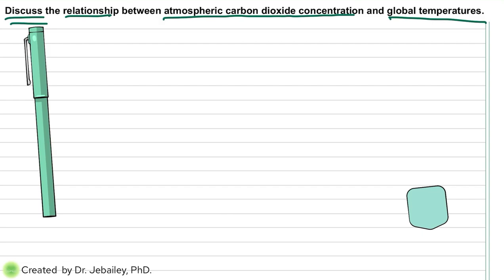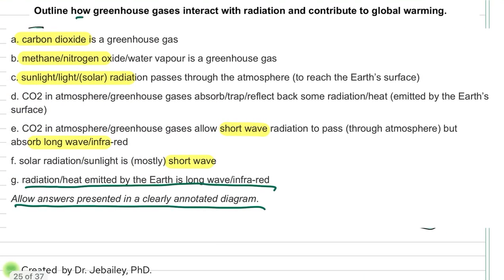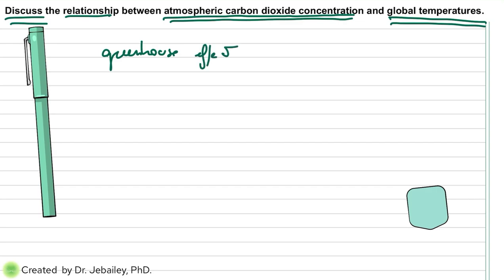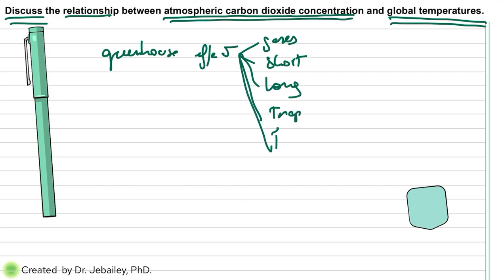It is exactly like the other question, right? It says greenhouse gases interact with radiation, contribute to global warming, but this one now says the atmospheric concentration and global temperature. It's again asking the same process. Everything is asking about the greenhouse effect. So that means you talk about the greenhouse gases, you talk about the short wave, you talk about the long wave, you talk about the trap, and you talk about increasing the temperature.